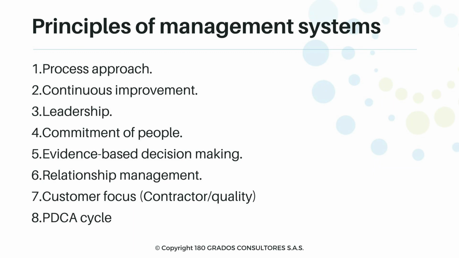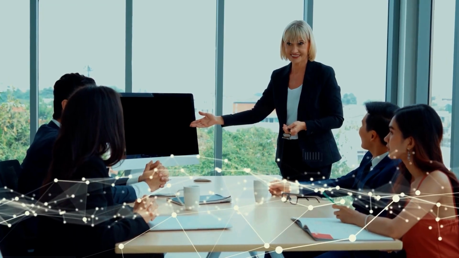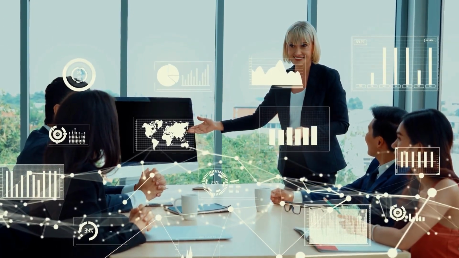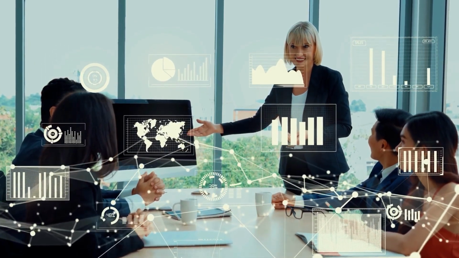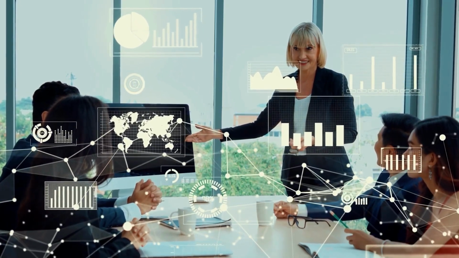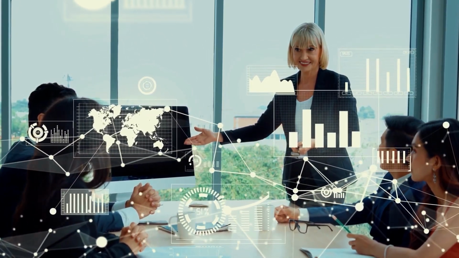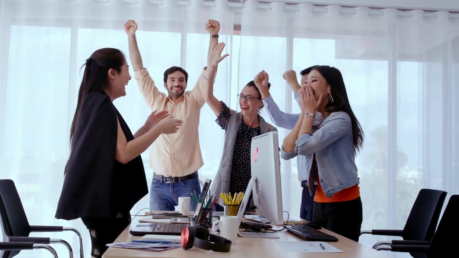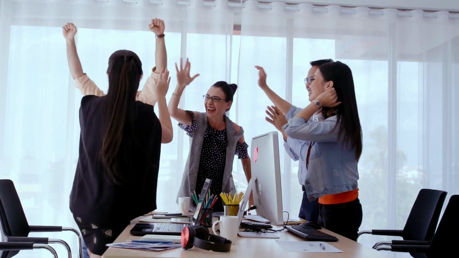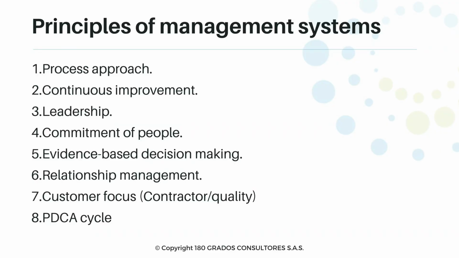The next principle is leadership, very important leadership. The principle underscores the importance of leaders at all levels in establishing unity of purpose and direction and creating the conditions for the successful achievement of the organization's objectives. Principle number 4, commitment of people. This principle recognizes that competent, empowered, and engaged people at all levels throughout the organization are essential to enhance its capacity to create and deliver value.